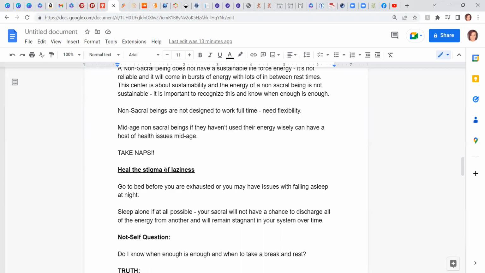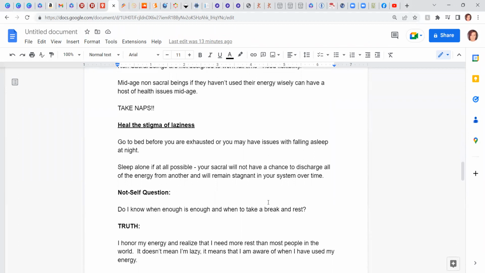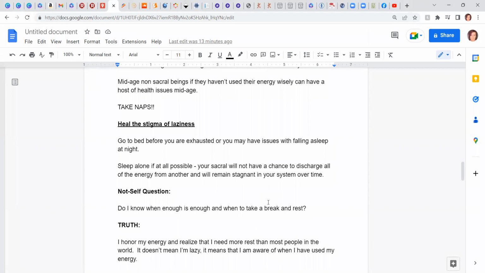I bolded that because it's a big thing for non-sacral beings. Go to bed before you are exhausted, or you may have issues of falling asleep at night. If you're a projector, manifestor, reflector, go to bed before. Sleep alone if it is possible.